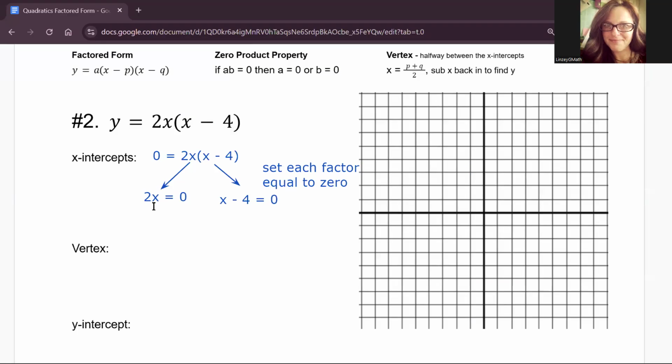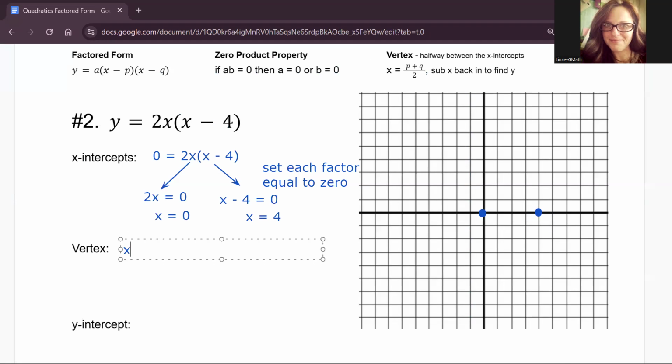To solve the first equation, we divide by 2, and we get x is 0 for our first x-intercept. And then the second equation, we will add 4, and we get positive 4. And we'll graph the x-intercepts, 0 and 4.